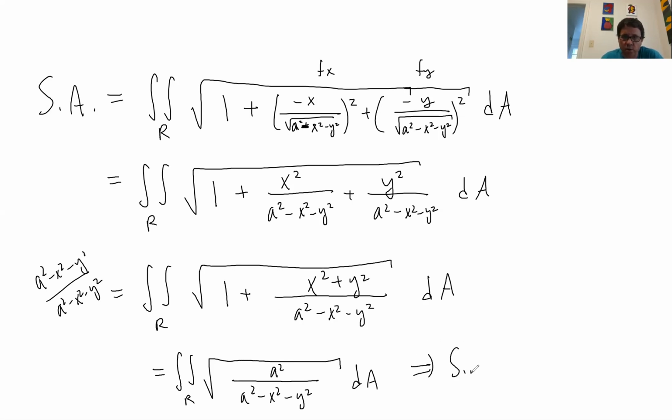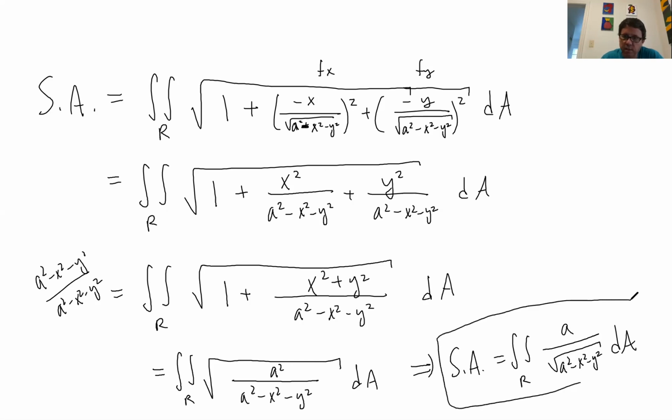And therefore, the surface area will be the double integral over the region. I can take the square root of the top, which is a, over the square root of the bottom, which is a squared minus x squared minus y squared, dA. So there's at least the setup.